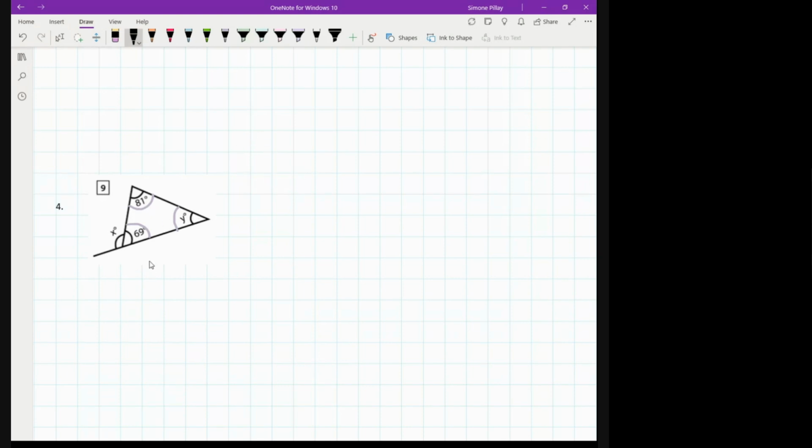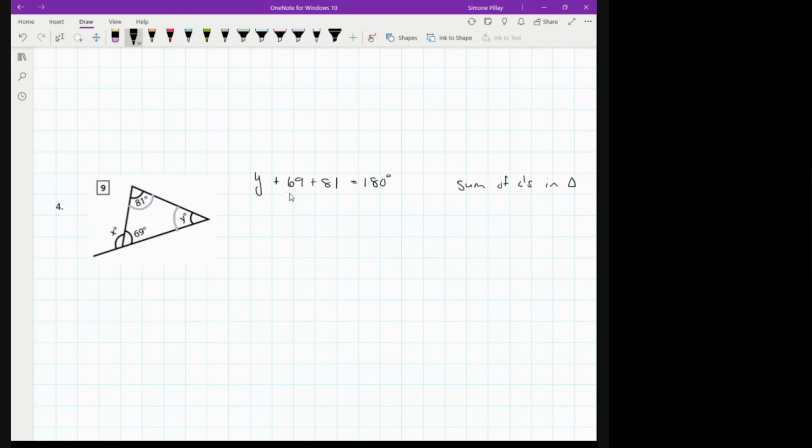Now, if you wanted to calculate x first, you could 100% look at this and see this is a y. Y is part of my angles on a straight line rule. But for now, because we're dealing specifically with triangles, I'm going to show you the triangle rules. So y plus 69 plus 81 is equal to 180 degrees, and that is the sum of angles in a triangle.